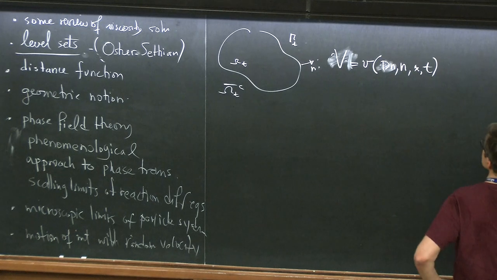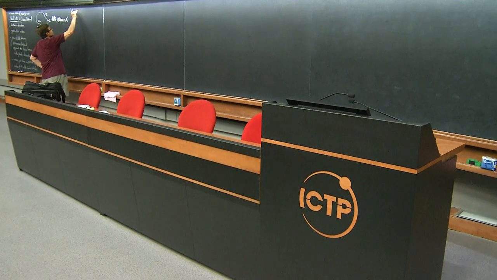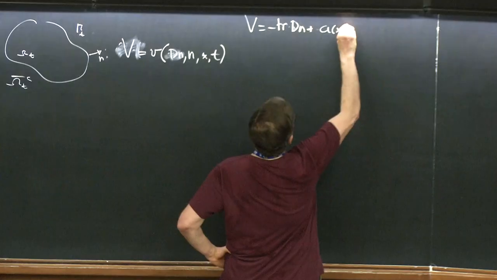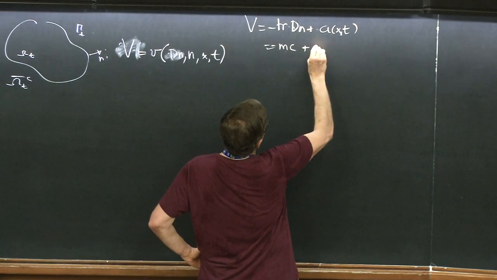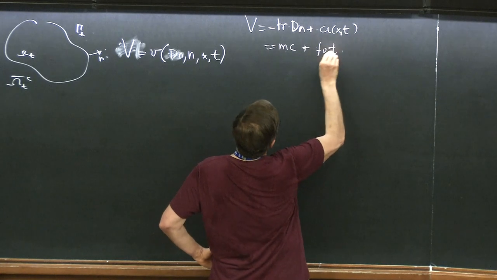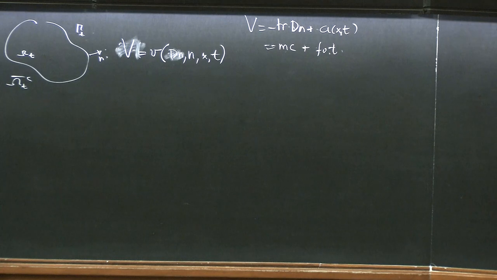And the canonical example we will be using will be basically one. This will be trace of, for today, plus, let's say, a of x,t. So that's mean curvature plus a first order term. And I put the minus sign. We are interested in something that obeys the maximum principle and things like that. So spheres, balls are shrinking, so I have to put a minus there.